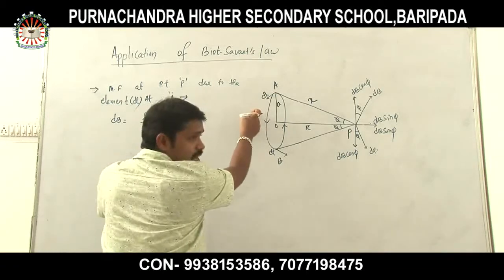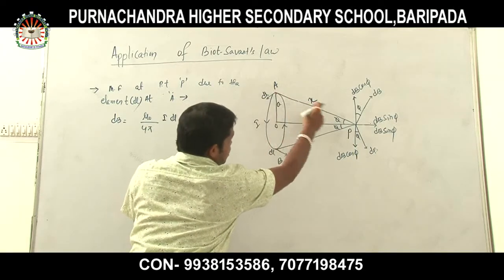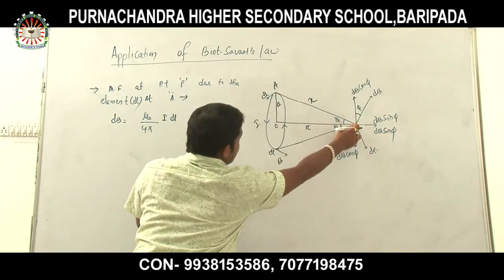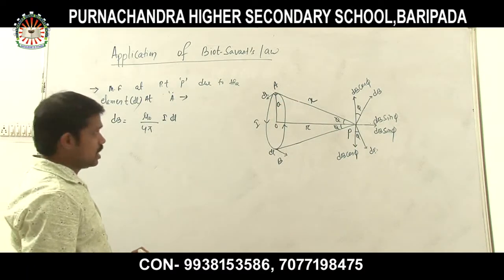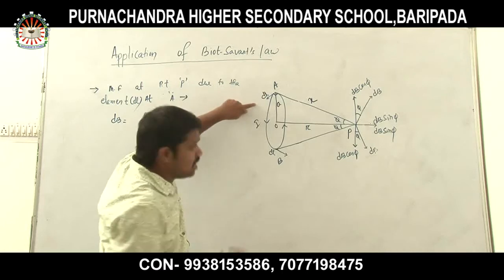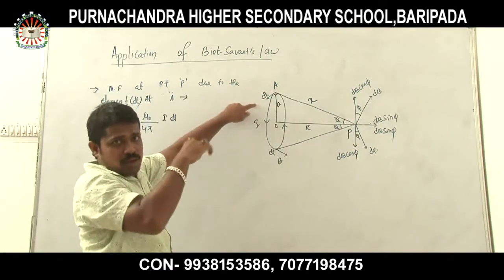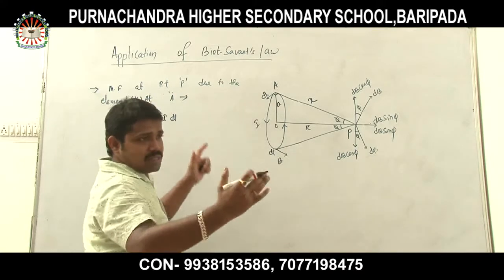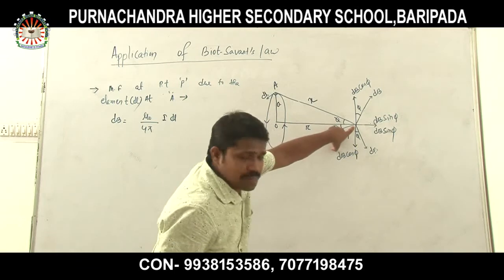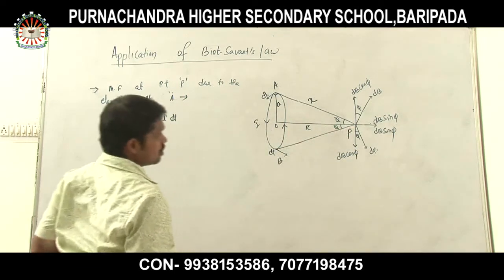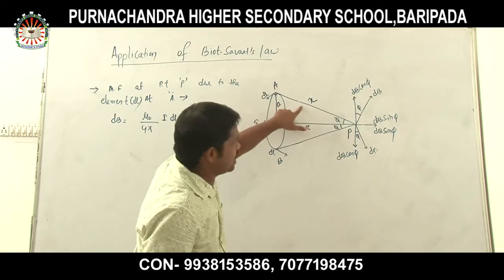So this is my dl. Look very carefully. This is my dl, and this is my r. r means the distance from this dl to P. So what is the angle between these two? 90 degree. Clear? So this is dl, this is r. Remember the Biot-Savart law: r means the distance where we have to find out the magnetic field. So we have to find out the magnetic field at this point. Clear? Here the distance is mentioned as x.